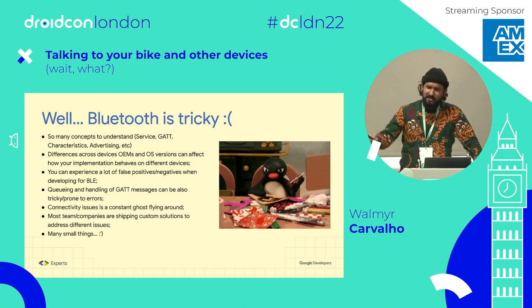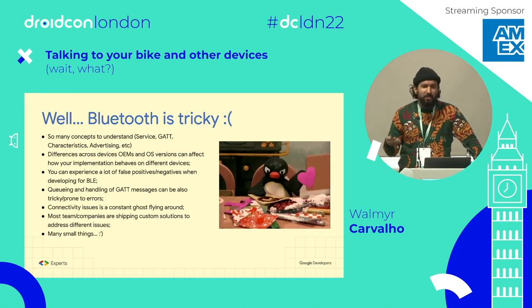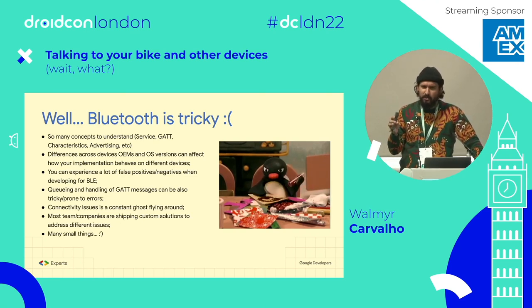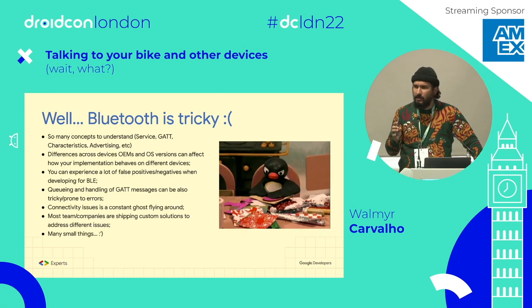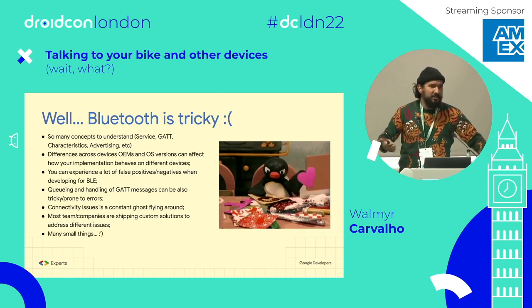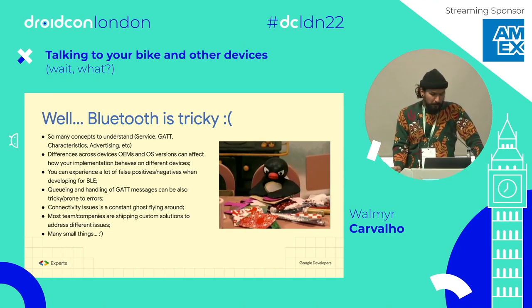We have this kind of service concept, the GATT, the characteristics, the advertising, the pairing. So Bluetooth has a lot of concepts. You don't actually need all of them. You need mostly some of them. This is good because I don't need to be a Bluetooth expert to make my app talk to a device like this, which is kind of cool.